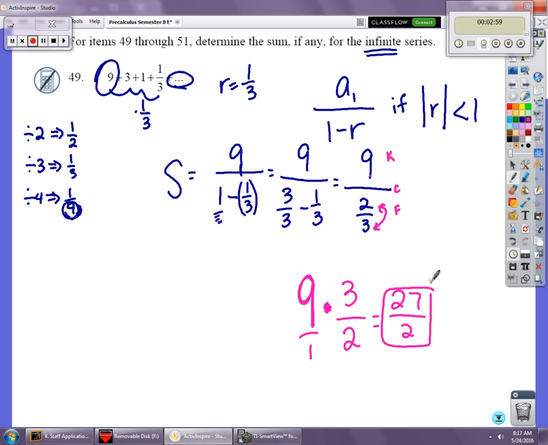If you think about it, it makes sense because I keep adding numbers that are getting smaller and smaller and smaller. Finally I'm adding numbers that are so tiny, it's just going to be negligible. So this number right here, this 27 over 2, is going to be like at infinity, basically its limit. Where is it going to try to get to?